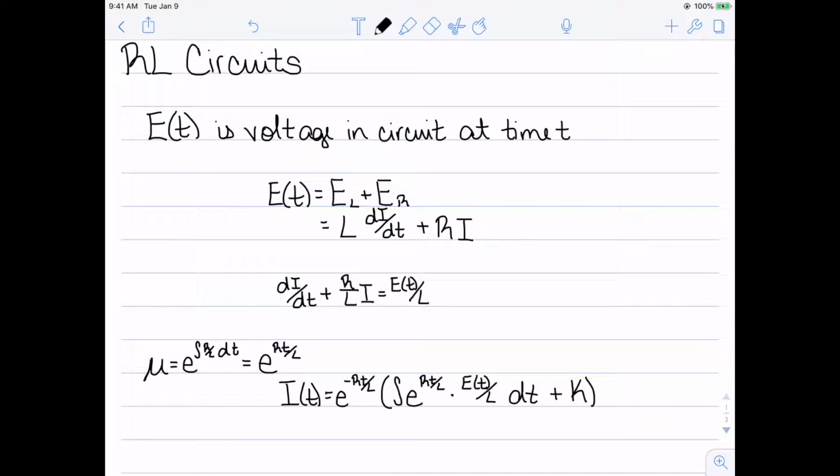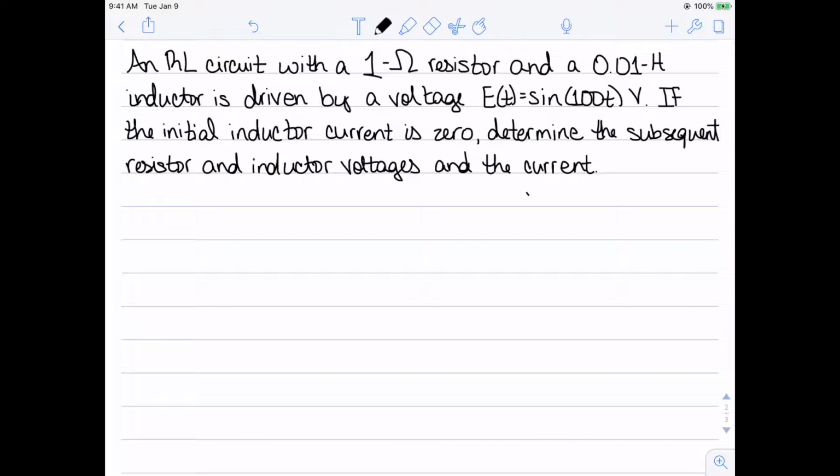So let's look at an actual example. For this problem, we have an RL circuit with a 1 ohm resistor and a 0.01 Henry inductor. It's driven by a voltage E of t equal to sine 100t volts. If the initial inductor current is 0, we want to determine the subsequent resistor and inductor voltages, as well as the current. So let's start by organizing this information that we have.